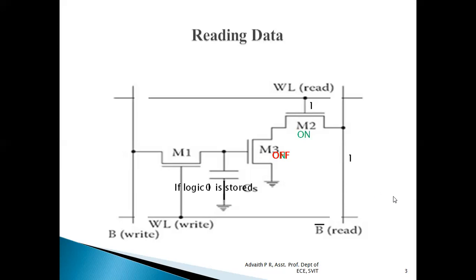So this is how write and read operations are performed in 3-transistor dynamic random access memory.